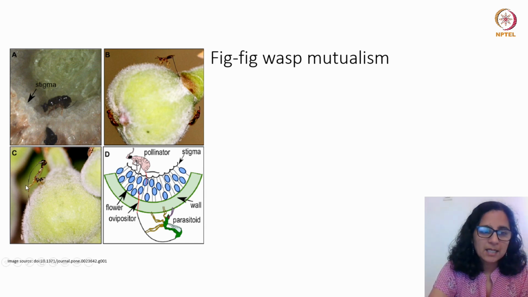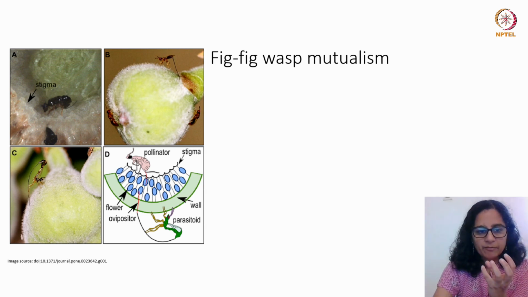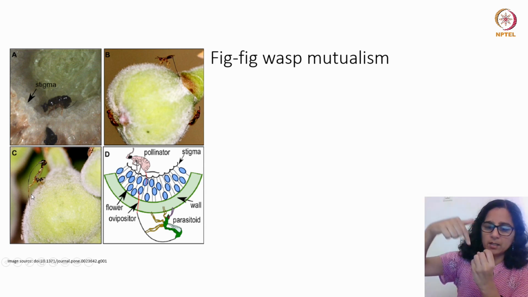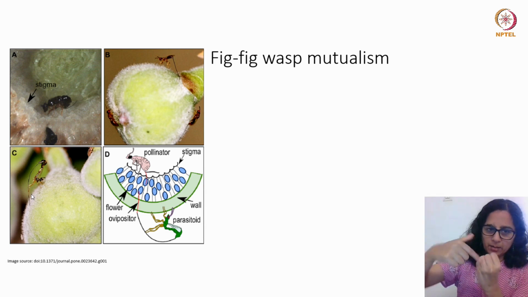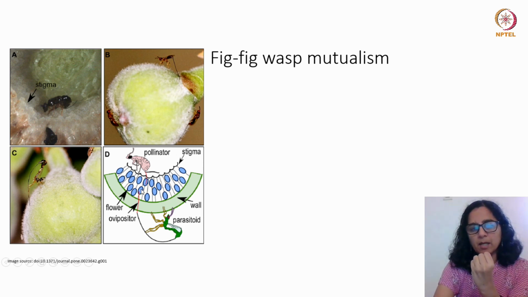So these are basically parasitoid wasps which sit outside a syconium. This is a fig syconium. It's sitting outside and it's putting its long needle-like ovipositor into the syconium. Here you can see the schematic. It's putting its ovipositor into the syconium and it's depositing an egg.